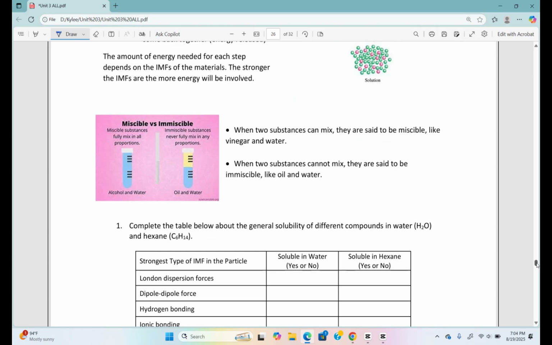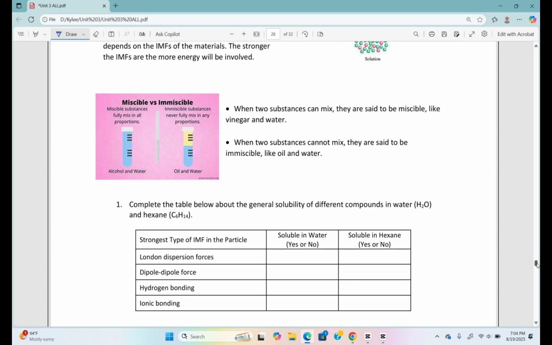Some other vocab words that we see when it comes to solutions: sometimes we call things that mix well together miscible. I had a student a long time ago that used to say "mixable," and if that helps you remember, great. That means the solution will fully mix in one another. These are typically terms we would use for a solution made of two liquids. We would say they're miscible or immiscible.